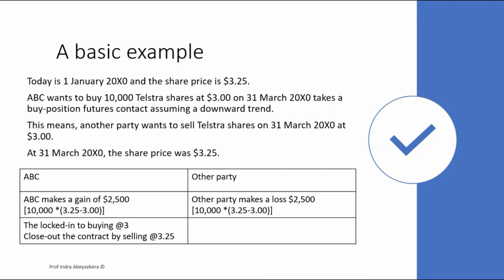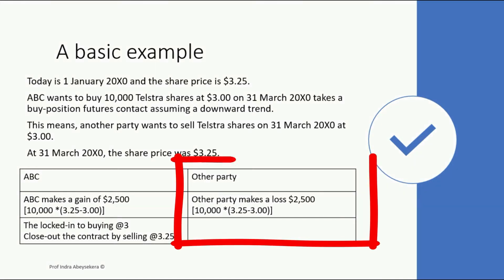But if we consider the other party on the other side, the other party is going to buy at $3.25, assuming that other party simultaneously entered into a sell position on 1st of January at $3.